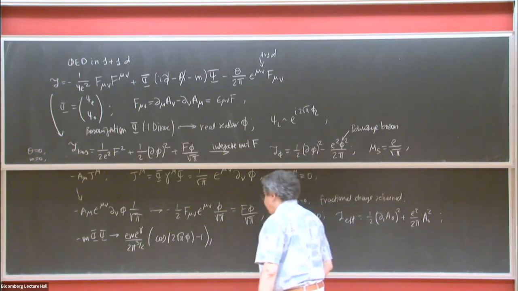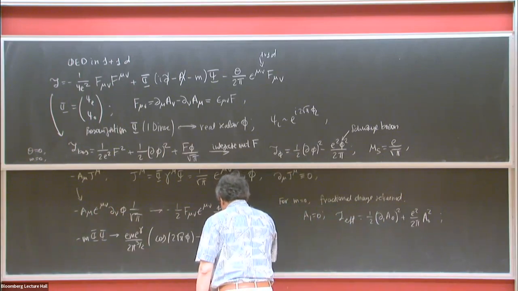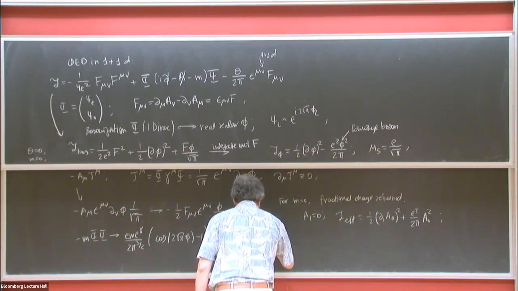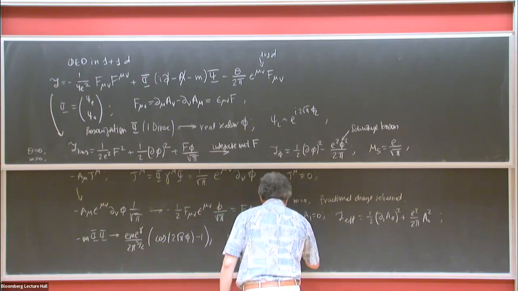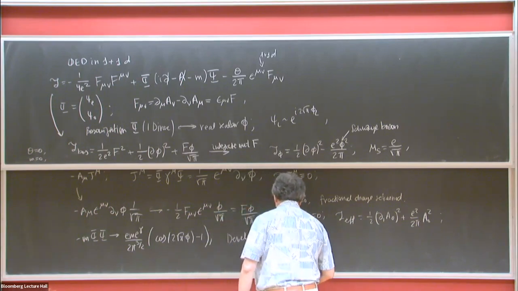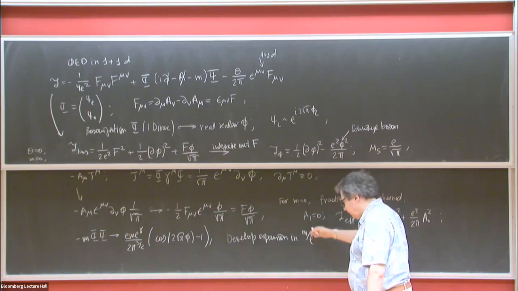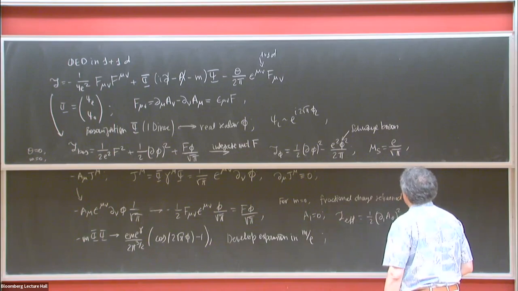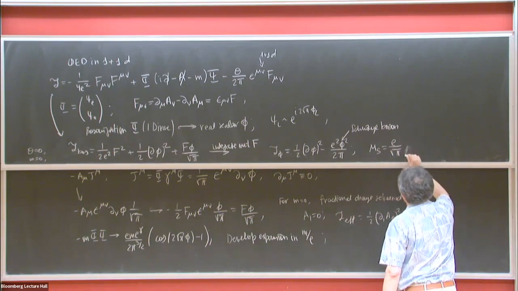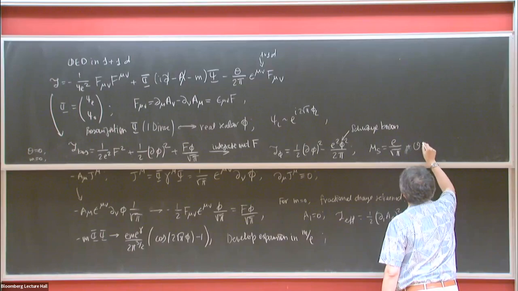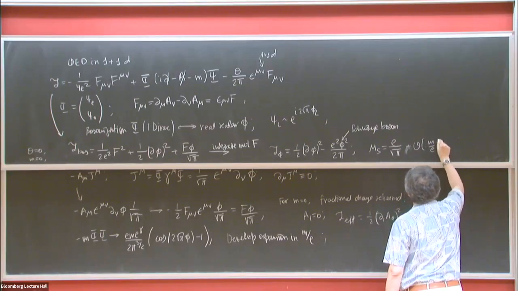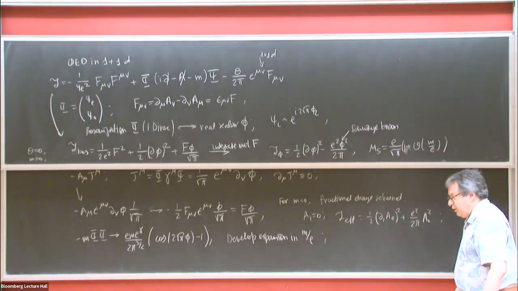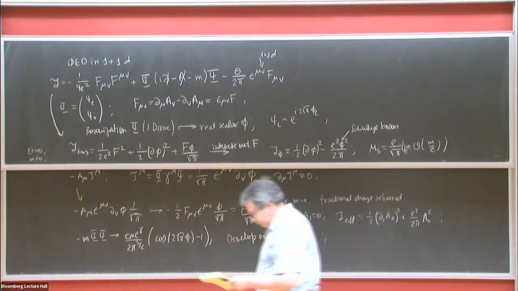interaction. But still one can develop say expansion in M over E. This is really a kind of strong coupling expansion for a small mass. And so this is one of the techniques that is being used. And then here you can get some correction order M over E. So this was a very hot topic in the mid 70s.